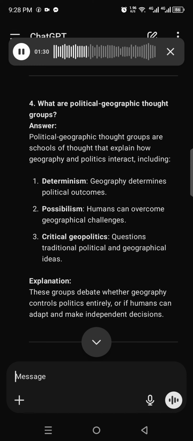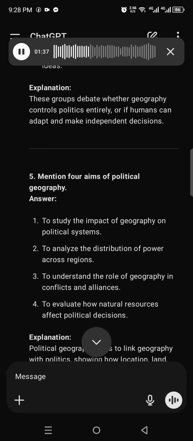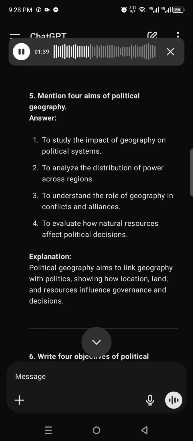5. Mention 4 aims of political geography. Answer. 1. To study the impact of geography on political systems. 2. To analyze the distribution of power across regions. 3. To understand the role of geography in conflicts and alliances. 4. To evaluate how natural resources affect political decisions. Explanation. Political geography aims to link geography with politics, showing how location, land, and resources influence governance and decisions.